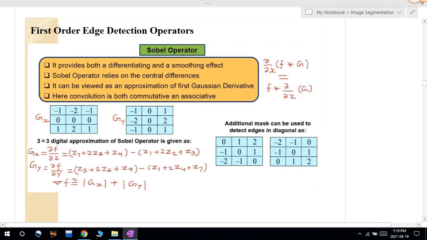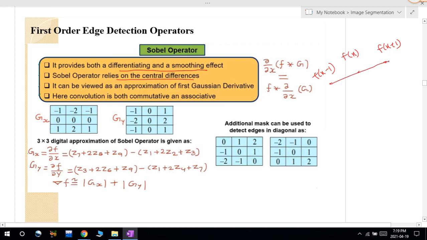Now we are considering the Sobel operator. It provides both a differentiation and a smoothing effect. Differentiation means the changes that happen in the intensity values, and it also finds the blurring effect. The Sobel operator relies on the central differences. Central difference, with f of x, f of x plus 1 and f of x minus 1, is what we try to find.